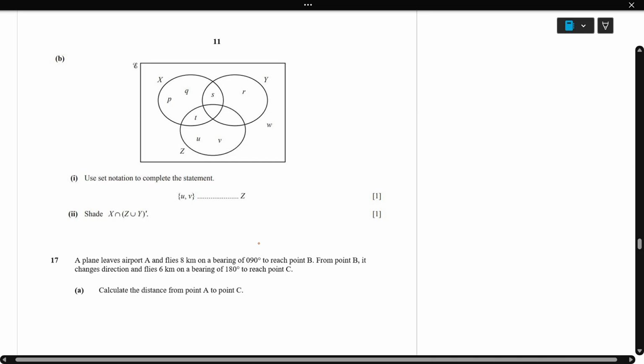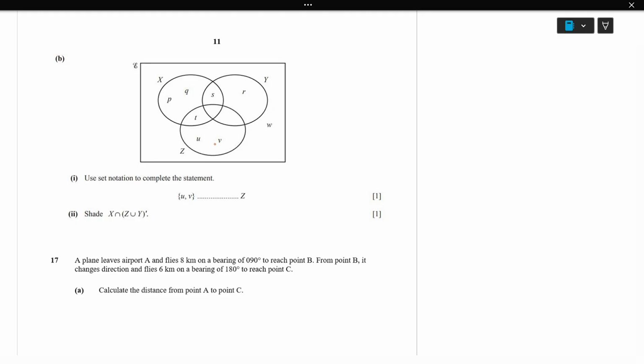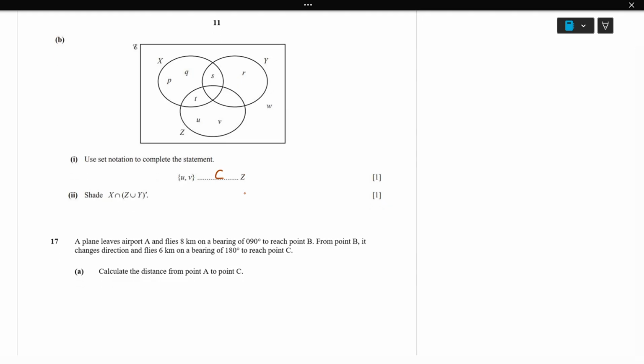Next, question B. Use the set notation to complete the statement: U and B contained in Z. That's it.